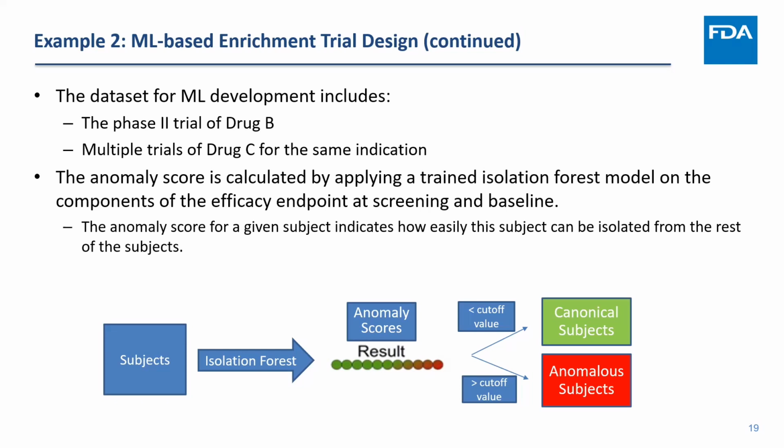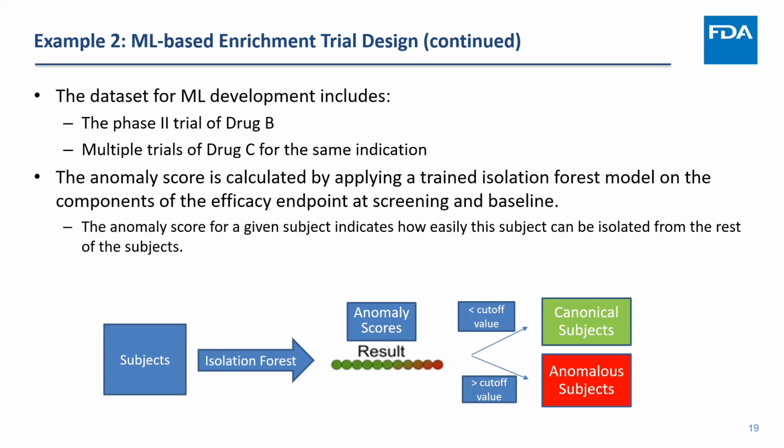Are you saying drug C is a different one? It's a different drug, but within the same class. That's why it's for the same indication. So then they can borrow the placebo cohort. That makes sense, right? So they use the isolation forest.